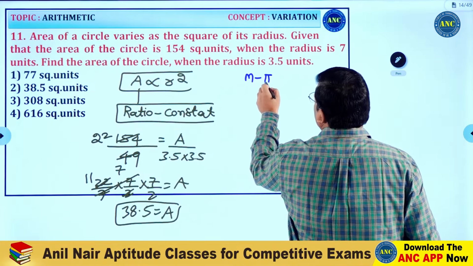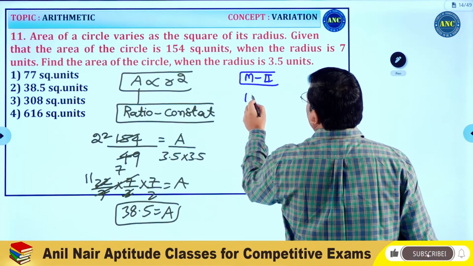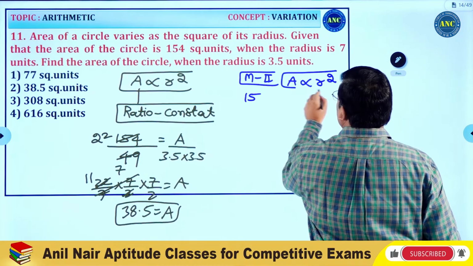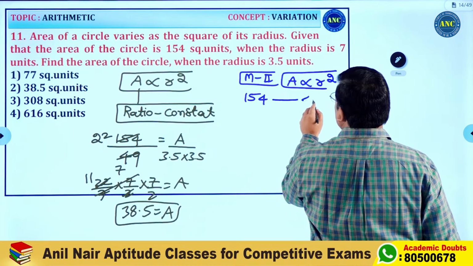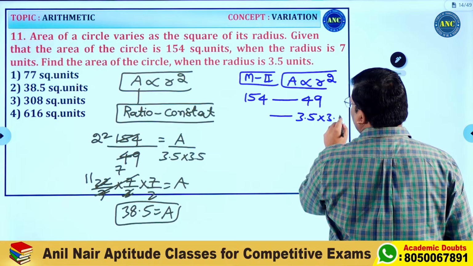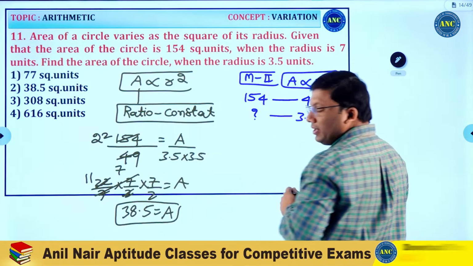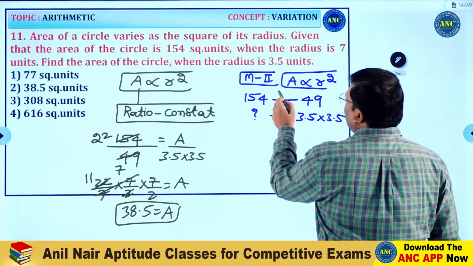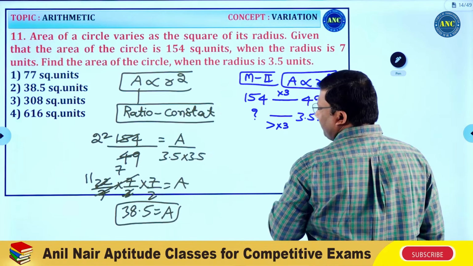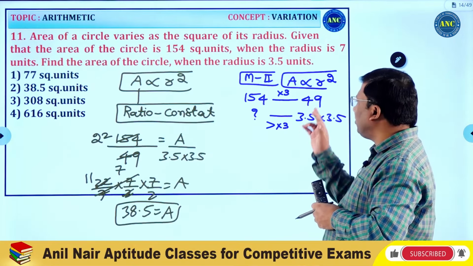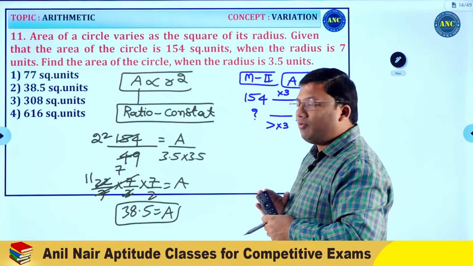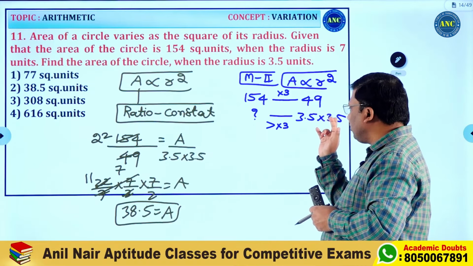Let us see if there is any other way. 154 area is proportional to square of its radius. So 154 is proportional to 49. It is 3.5 into 3.5. How much is it? Now if you see, 49 3s are 147. 154 is greater than 147. Answer is just greater than 3.